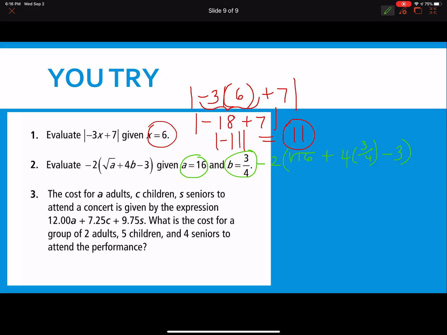Now I'm going to work within the parentheses and go ahead and simplify these. The square root of 16 is 4. 4 times 3/4 simplifies to 3. And then I'm simply going to bring down my -3. Now I can go from left to right within the parentheses. 4 add 3 is 7. 7 subtract 3 is 4. Now I have -2 times 4, and that gives me -8.